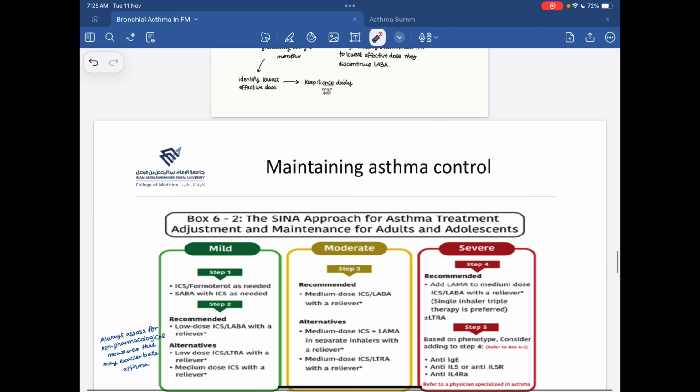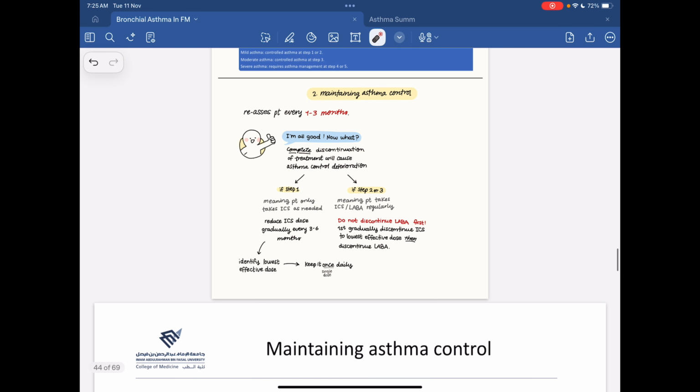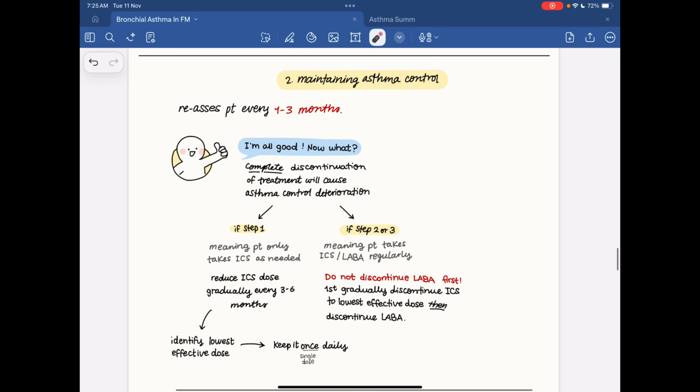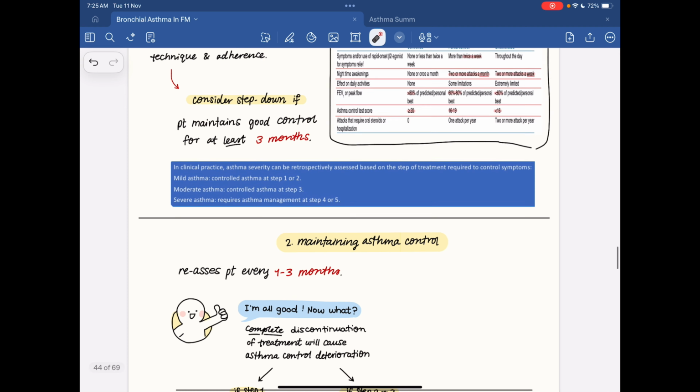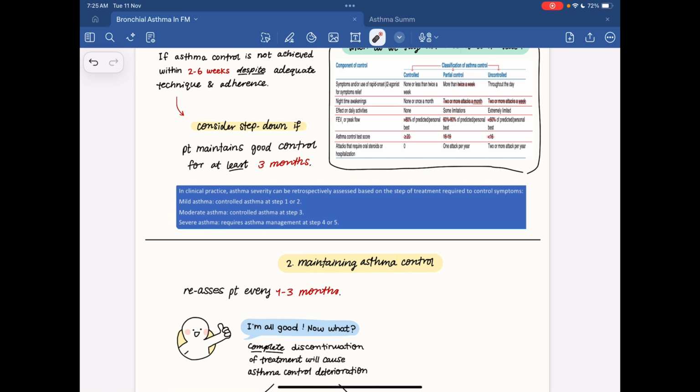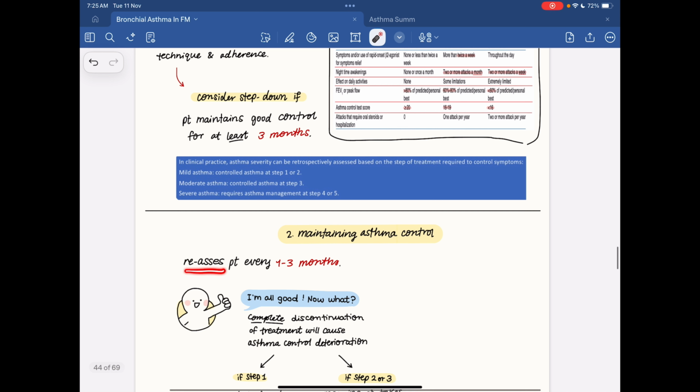Now we have to maintain asthma control. The most important thing, we said, if the patient is well controlled, we step down after 3 months. Do we leave the patient for 3 months and not see him? No. We need to reassess the patient every 1 to 3 months.